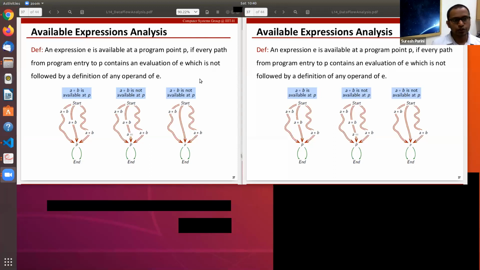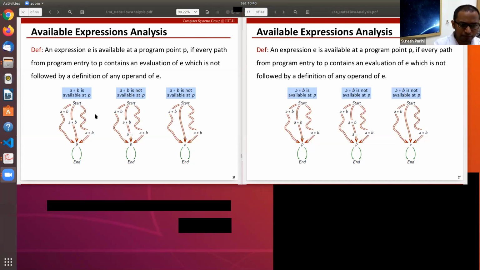Today we shall conclude our discussion on the available expressions analysis problem, and we compare and contrast it against the live variable analysis problem which we have studied in the previous lecture. And in the next class, we'll spend a couple of lectures taking a look at the internals of the LLVM compiler.